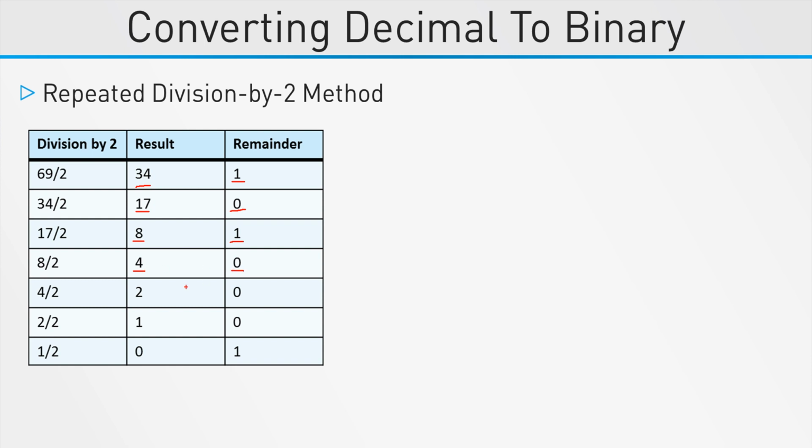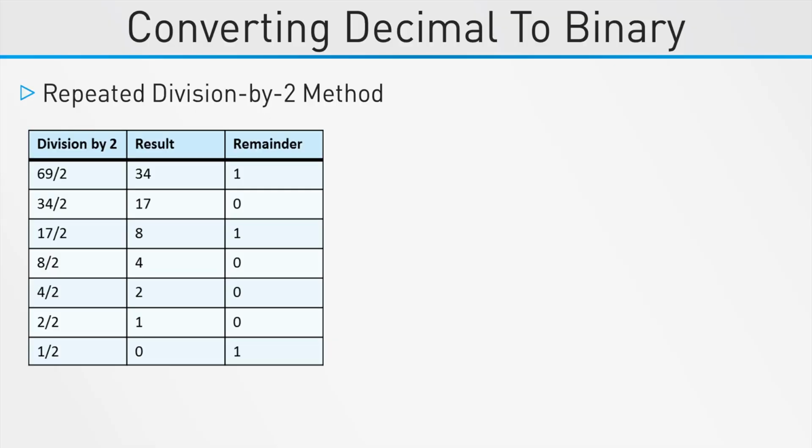If we divide 4 by 2, then we get 2 and the remainder is 0. If we divide 2 by 2, then we get 1 and the remainder is 0. And finally, if we divide 1 by 2, then we get 0 and the remainder is 1. So here we will stop the division and take the remainders starting from the last one, putting them from left to right. And because we have only 7 bits, we have to add one more 0 to the left so that we have a byte, or 8 bits.